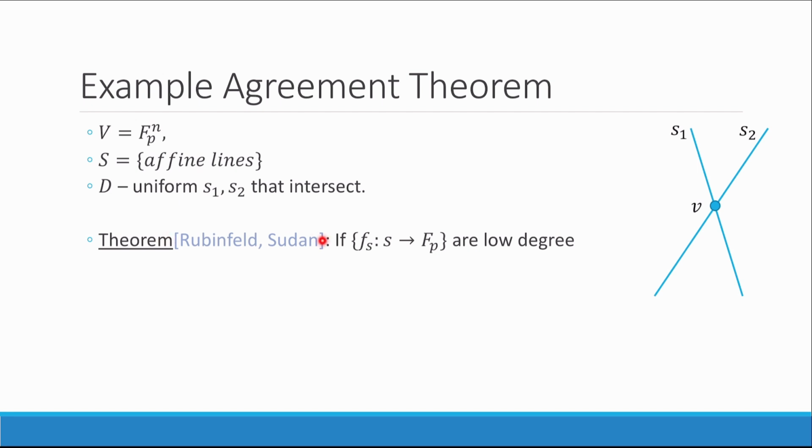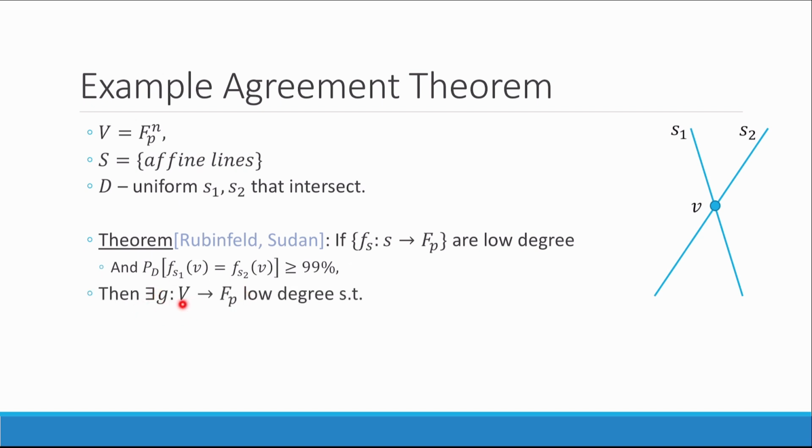A theorem by Rubinfeld and Sudan from the early 90s says that if we have a set of local functions, namely one function that is only defined on some affine line S, and if we know these functions are low degree, and more importantly, they pass the agreement test 99% of the time, then we can find some g on the whole vertex set that is in fact also low degree, so that for 98% of these affine lines, f of S is equal to this low degree function g on all the points of S.